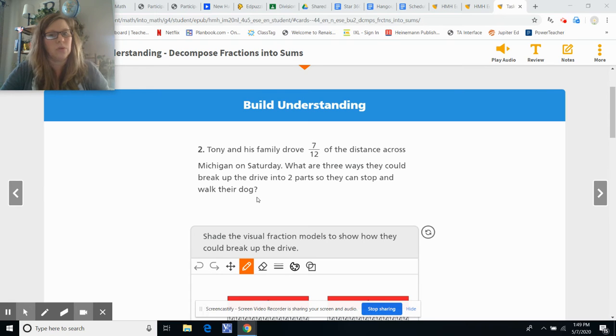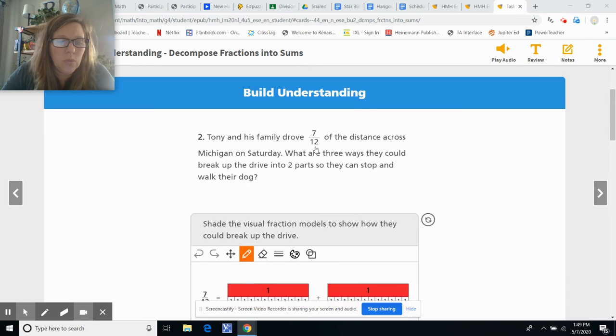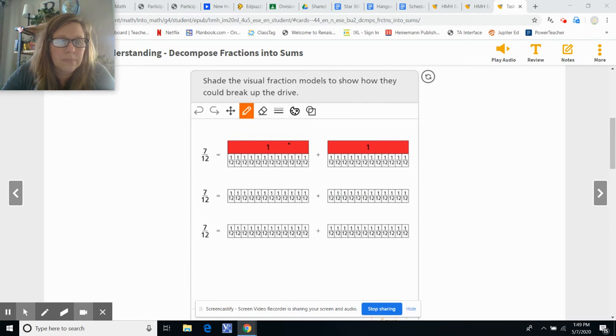Okay, so Tony and his family drove 7/12 of the distance across Michigan on a Saturday. What are 3 ways that they could break up the drive into 2 parts so that they can stop and walk their dog? So the part that they're breaking up is this 7. So how can we break 7 into different parts? 3 different ways to do this. So let's take a peek at the first one.